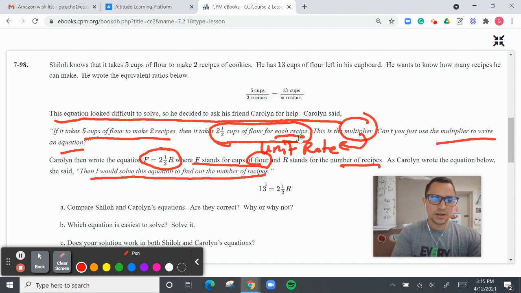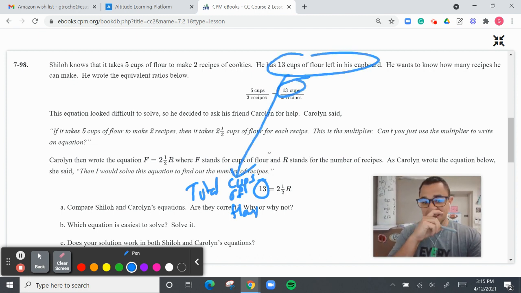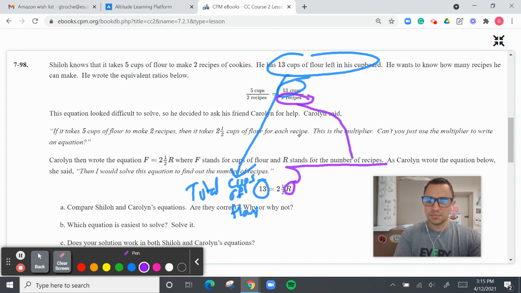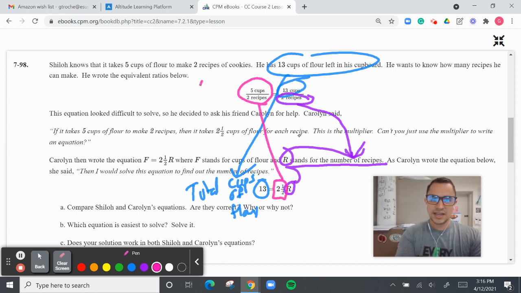So what is this 2.5? We kind of got to dissect this. What does this 13 stand for? Well, this is the 13 cups of flour. And that's our total, right? That's our total from up here. Okay, so we put that on the end. Then we have R, and R stands for recipes. We don't know what R is. X is recipes, but instead we said R is recipes, right? So instead of X, it's being R, and the 2.5 cups is here, and this 2.5 cups is basically this as a unit rate.